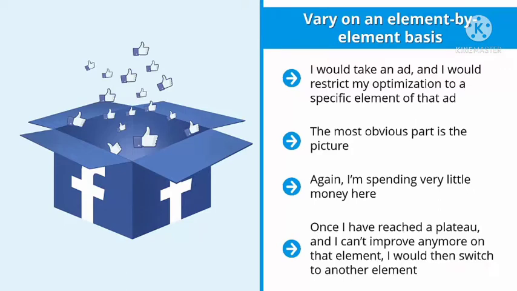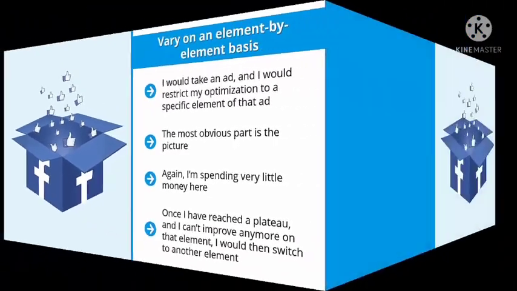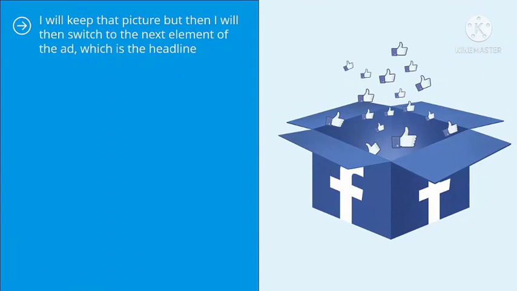Once I have reached a plateau and I can't improve any more on that element, I would then switch to another element. For example, if I'm running a campaign for dog food, and I notice that my best performing picture after a series of variations is a picture of a chihuahua that seems to be smiling, I will keep that picture, but then I will switch to the next element of the ad, which is the headline. I would then keep varying the headline to see if I can improve the conversion rate of that ad.